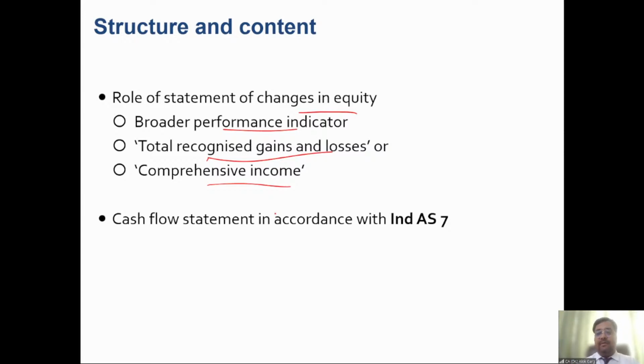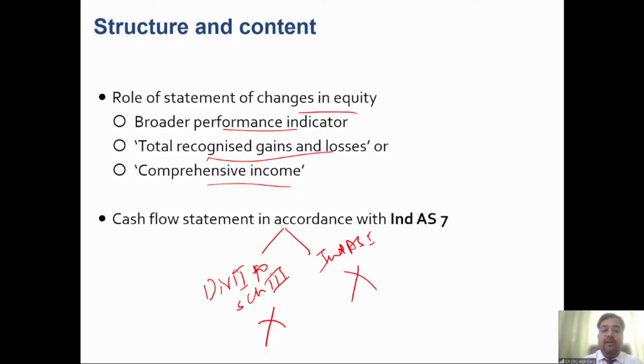Okay. Cash flow statement. Your cash flow statement presentation is not given in Division 2 of Schedule 3. It is not given in Ind AS 1 as well. It is given in Ind AS 7. So Ind AS 1 says that you have to prepare the cash flow statement in accordance with Indian Accounting Standard 7. Right? Clear? So direct method, indirect method. I'll take a class on Ind AS 7, and there I'll take you through the direct method, indirect method, operating activity, investing activity, financing activity, changes in cash and cash equivalent, right? I'll take you through that.